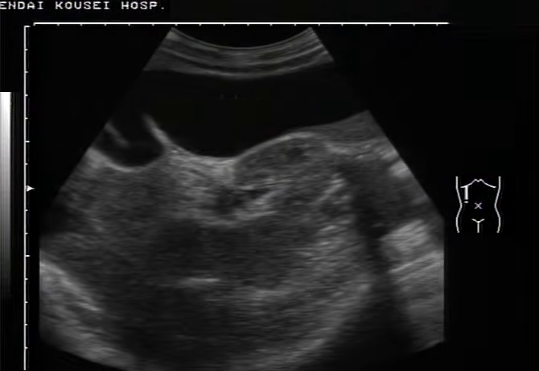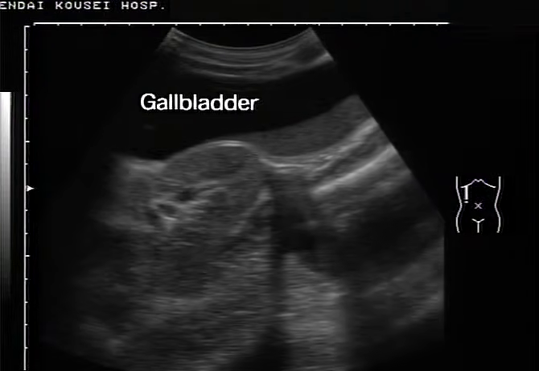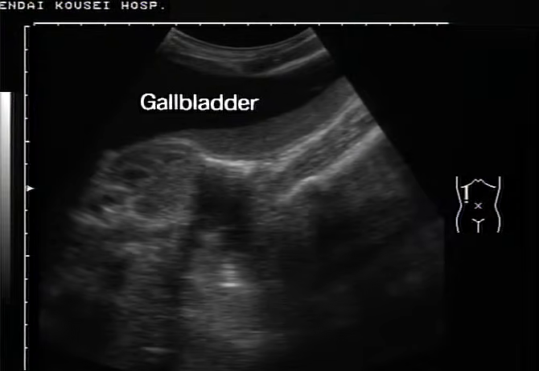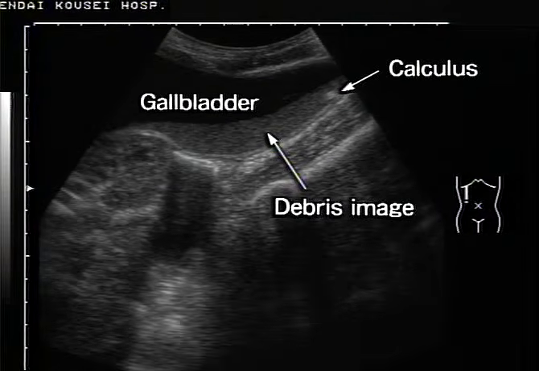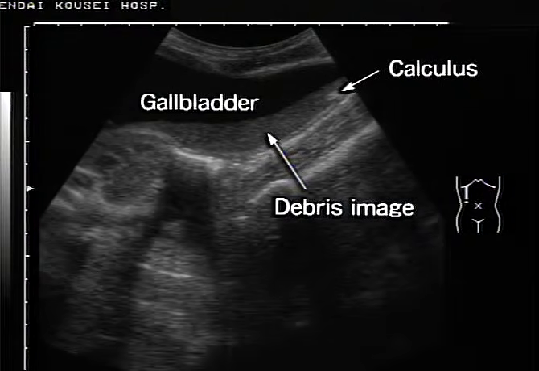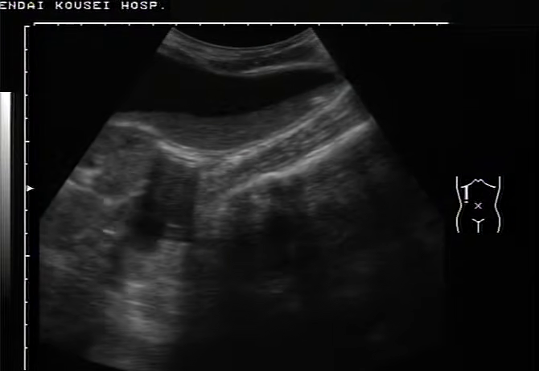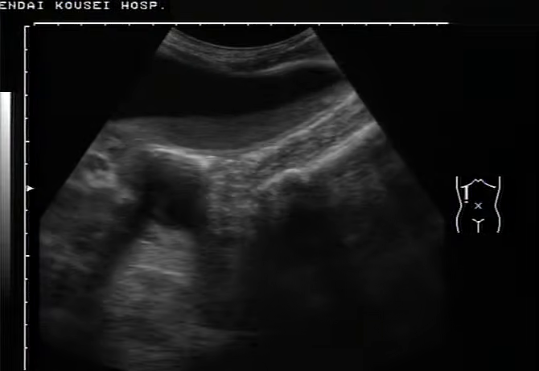This is a swollen gallbladder. Inside the gallbladder, you see a liquid surface-forming debris image. At the bottom of the gallbladder, you see a stone 3 centimeters across with the acoustic shadow.